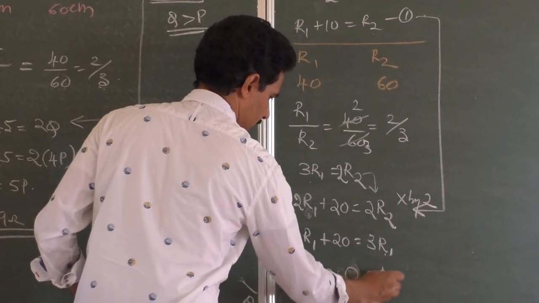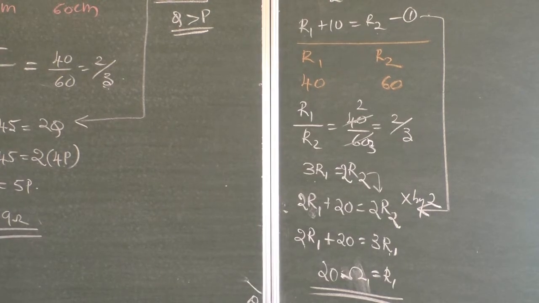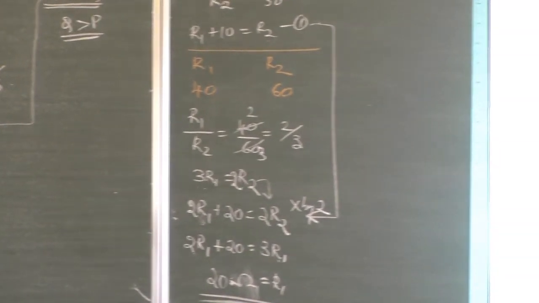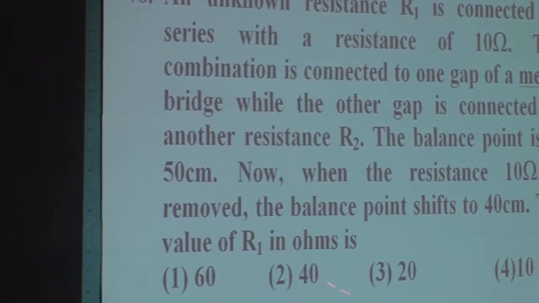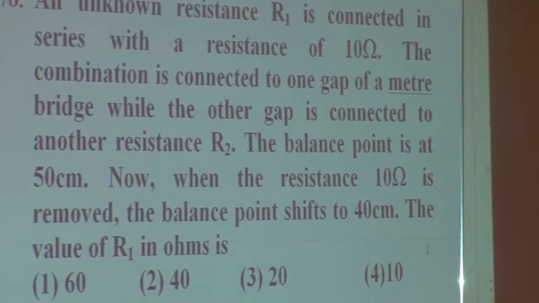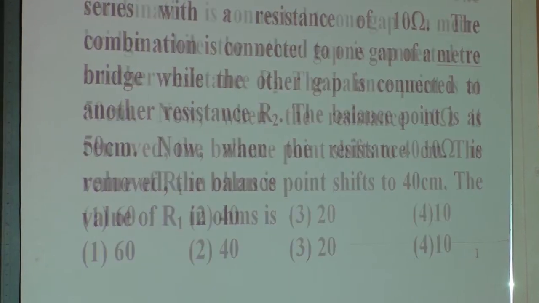20 ohm is equal to R1. That is the answer. Option number 3, correct? It is option number 3. Going back to the problem, it is 20 ohm. So similar problems with small differences, that's all. Okay, we will move on to the next one.